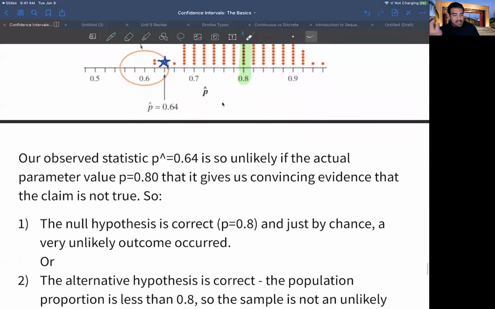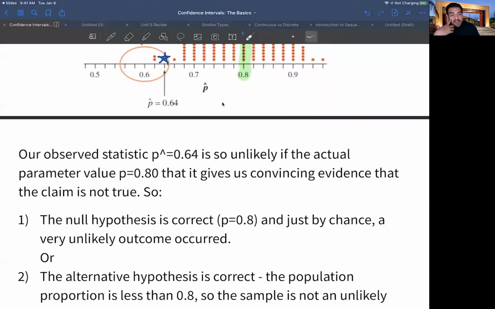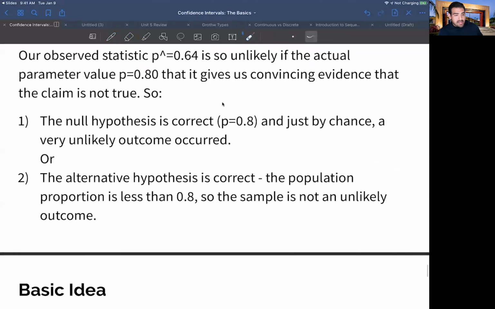That's one possible outcome. The other is that, well, maybe he's wrong. Maybe his free throw isn't 80%. Maybe it's actually 65%, right? If his free throw is 65%, then it wouldn't be surprising for us to collect a sample of 64%, right? So there's two different outcomes. The claim is true and what we saw was very unlikely, but it did happen. Or maybe he's wrong and the claim is different, right? Those are the two possible outcomes.